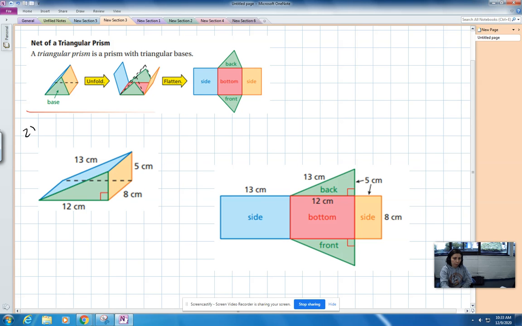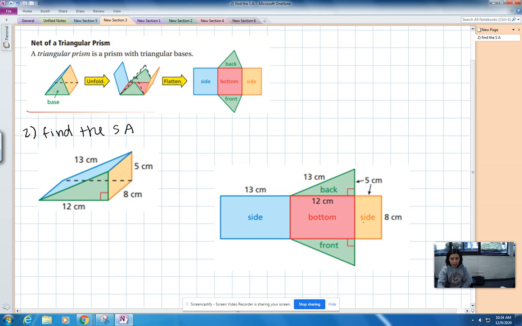So in our example, we're going to find the surface area. This is our triangular prism. It's all nicely labeled for us. And then here is the net of that prism. If we unfolded it, it would look like this. So we're going to go through and find the area of each of these different shapes, each of the faces, and then add them all up.